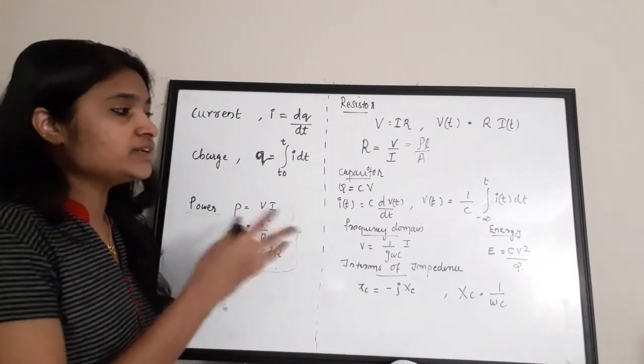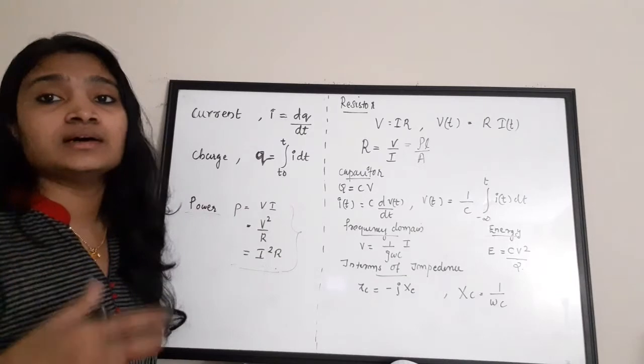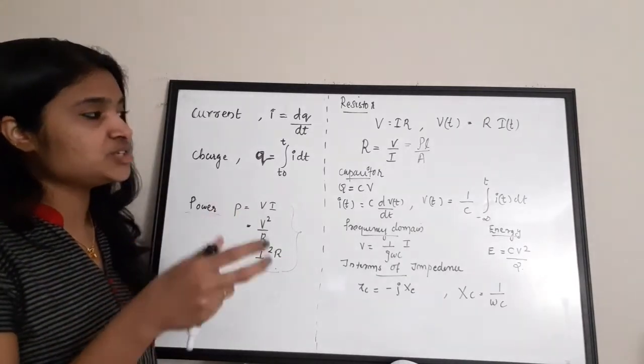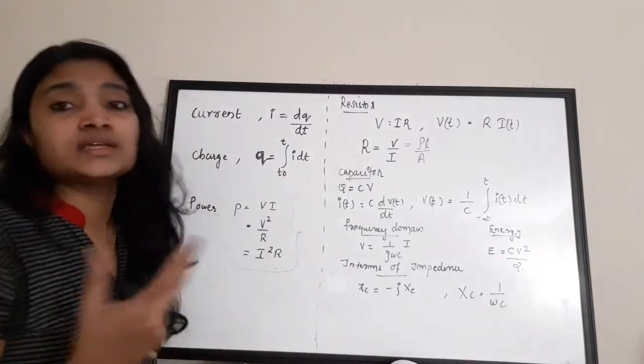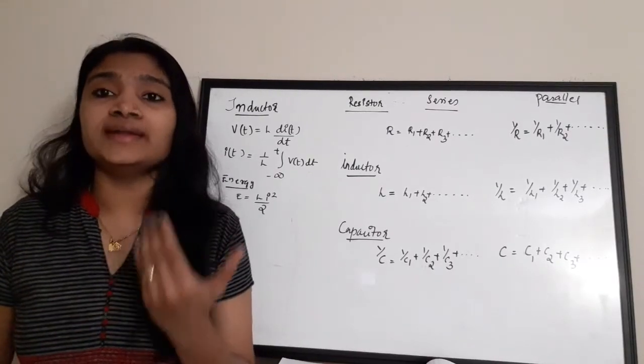Now, let us move on to the other elements such as the inductor, and also see the relationship of series and parallel connections of these resistors, capacitors and inductors. Next is the equation for the inductor.